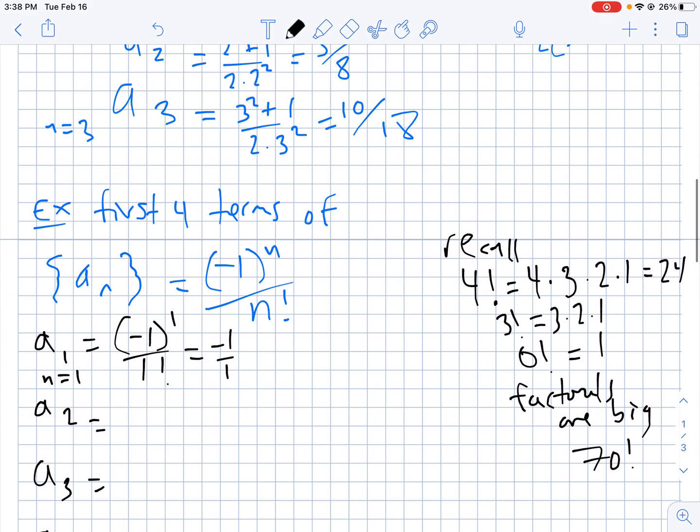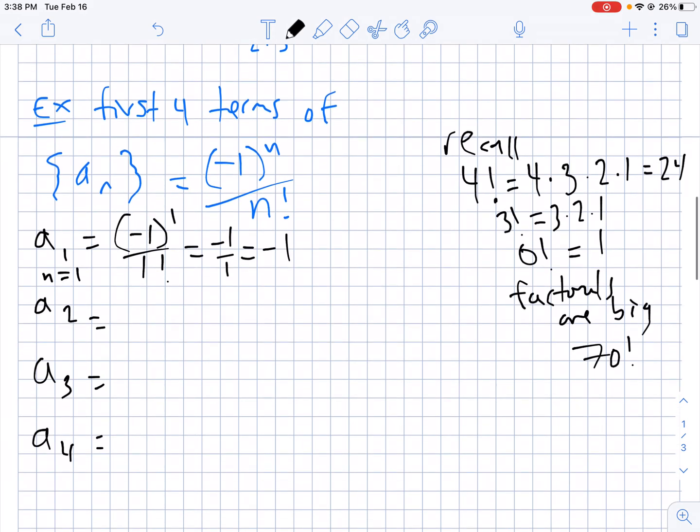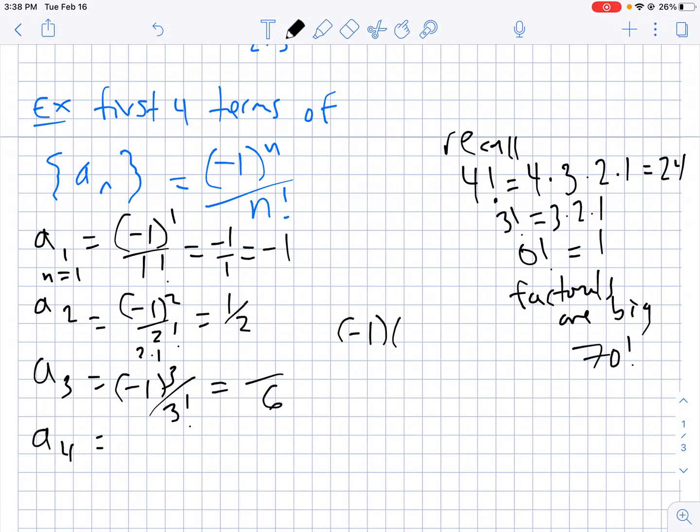So that's negative 1 over 1, which is negative 1. A sub 2, so that's negative 1 to the second power over 2 factorial. So that's 1, 2 factorial is just 2 times 1, so that's 1 over 2. A sub 3 is negative 1 to the third power over 3 factorial. 3 times 2 times 1 is 6. And that's negative 1 times negative 1 times negative 1, so that's a negative 1.